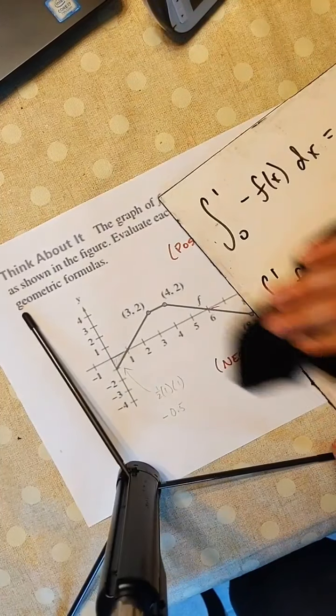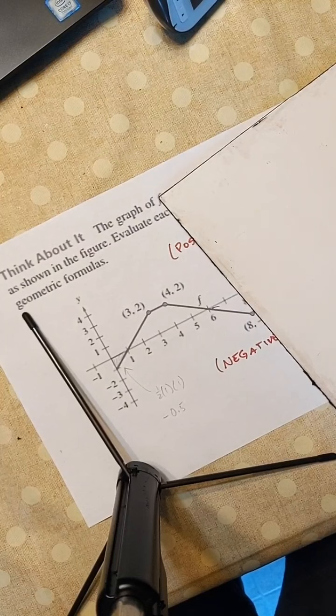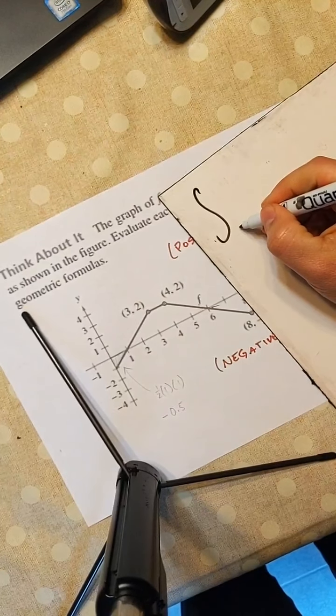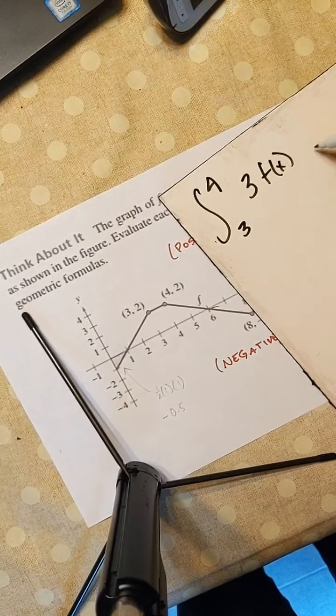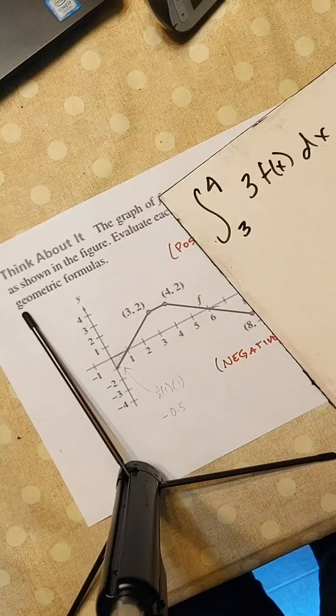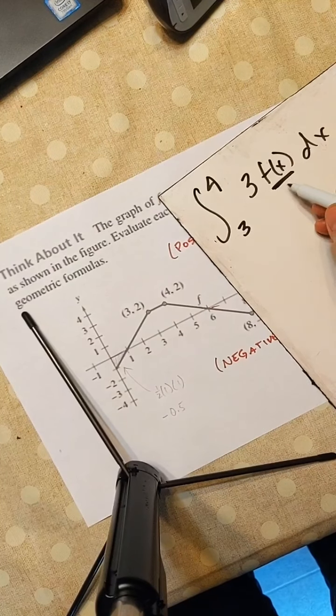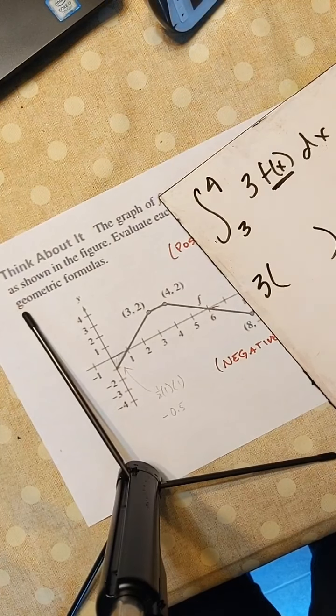Alrighty, next question. I think we got 6 of them to do today, all looking at the same graph. What is the integral from 3 to 4 of 3 times f of x? If we can just find the integral from 3 to 4 of f of x, we'll just times that answer by 3.